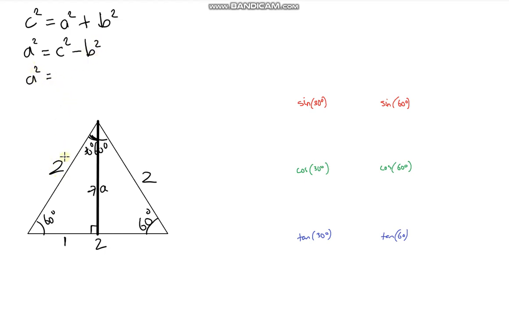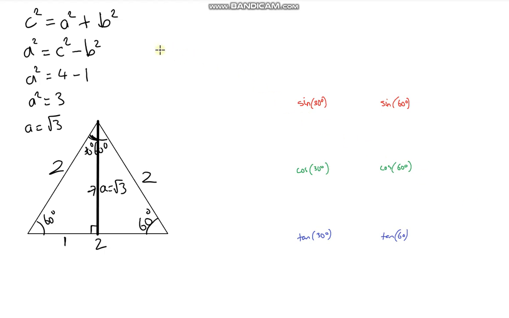Okay, c squared, well c is 2, so c squared is 4. And b is 1, so b squared is also 1. Therefore a squared equals 4 minus 1, which is 3. So a equals the square root of 3. And now we've got all of the different lengths and all of the angles. We can calculate all of these values here.